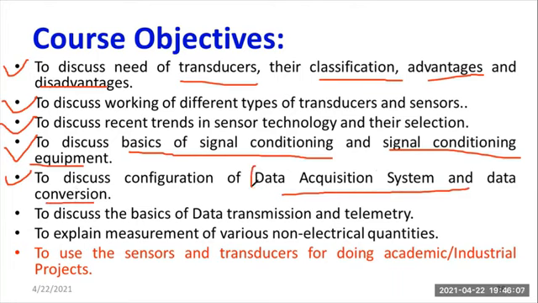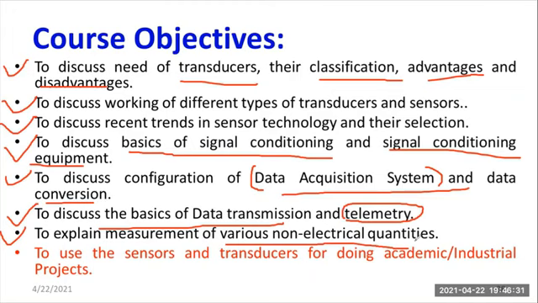That is very important, especially if I talk about antennas, how you are going to transmit the data. Antenna is one of the examples of a transducer. Later on, I'll be discussing telemetric systems, different types of telemetric systems and the basics of data transmission. It will be really helpful for electronics and communication engineering students. And to explain the measurement of various non-electrical quantities such as force measurement, torque, pressure, displacement, velocity, etc.